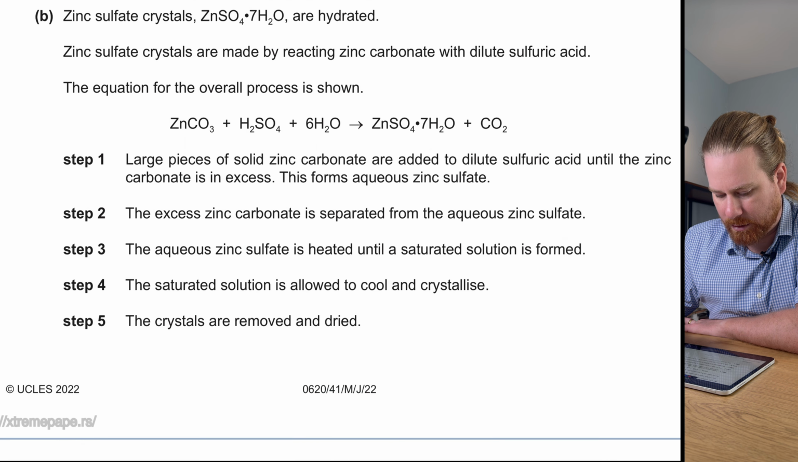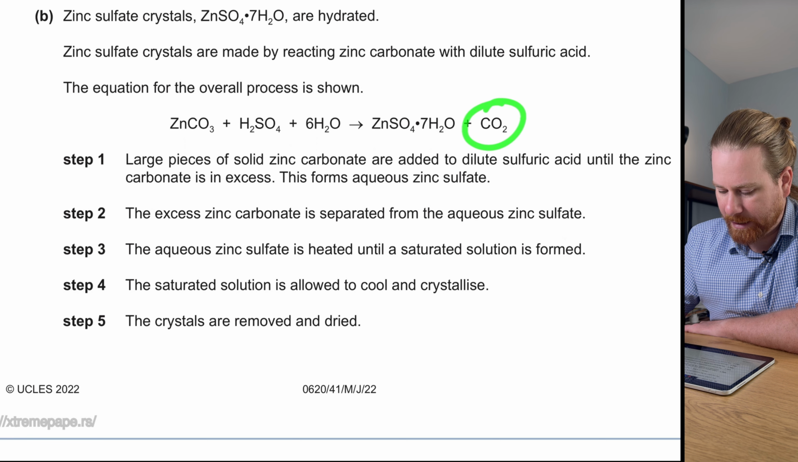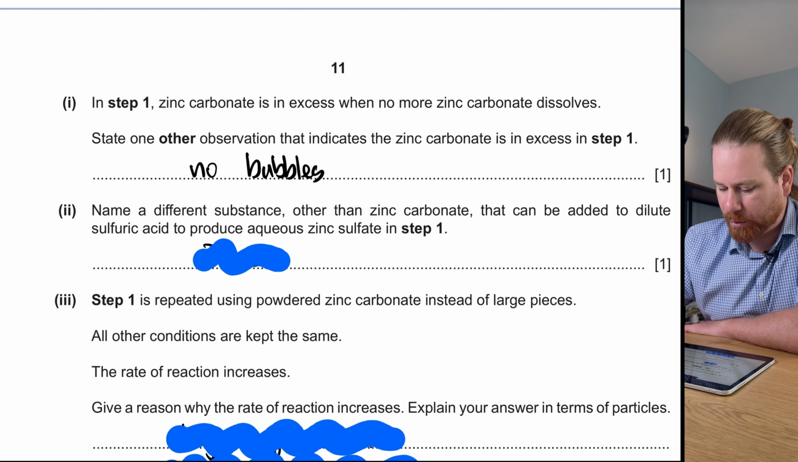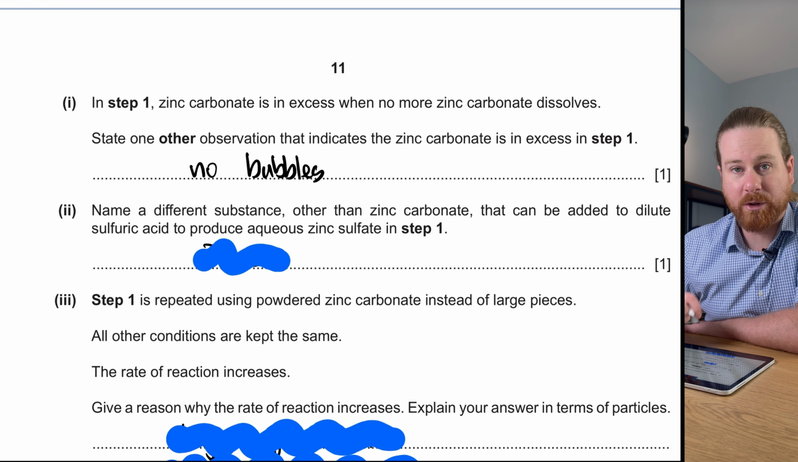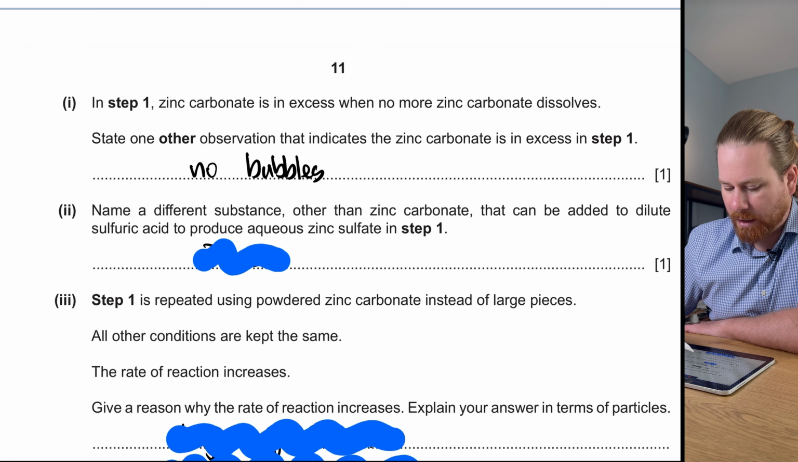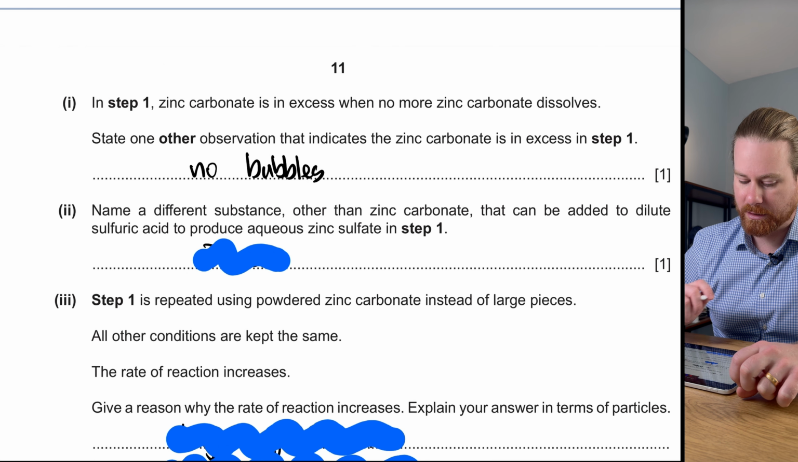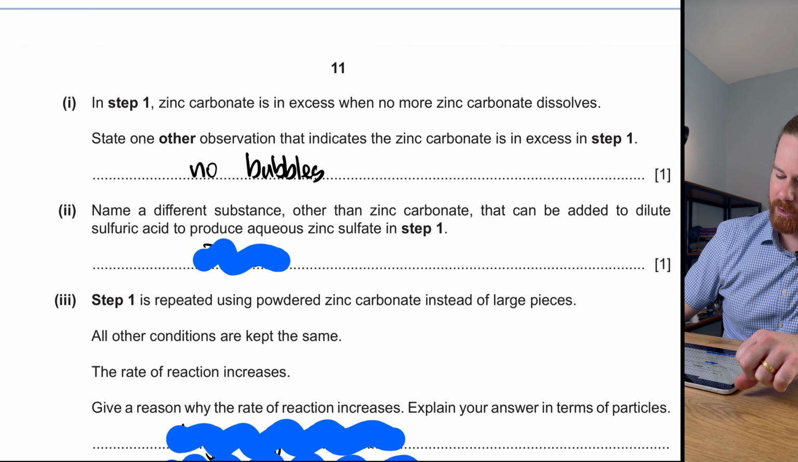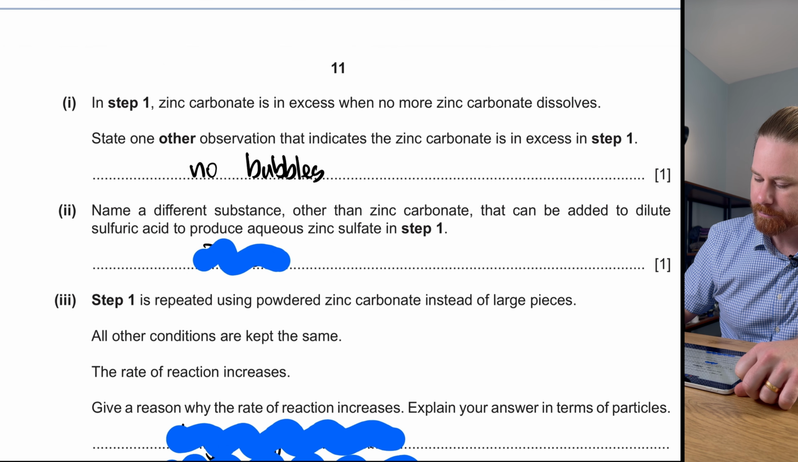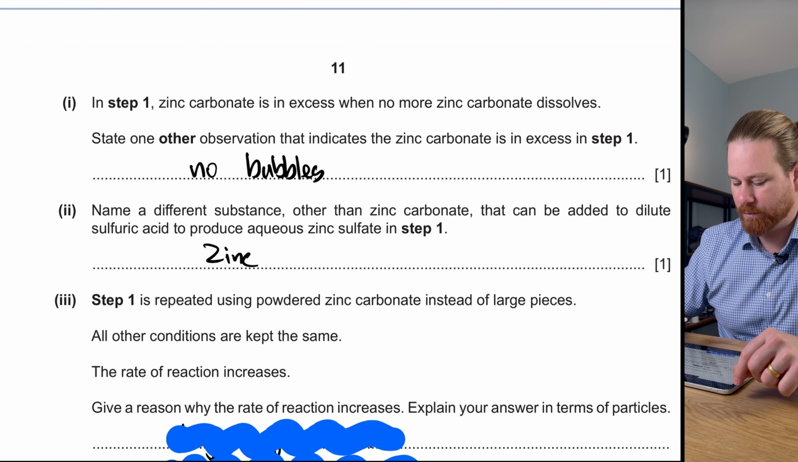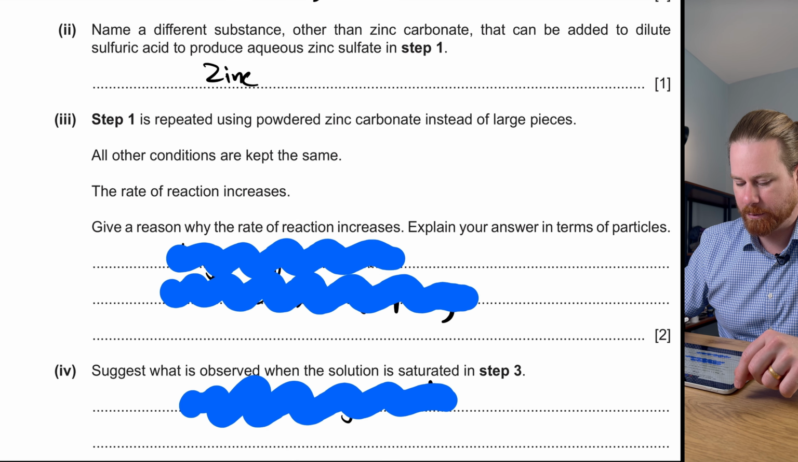So let's have a look at our equation. We're getting a gas formed, so we're going to see some bubbles, but once the reaction has come to an end, the bubbles are going to stop being produced, so no more bubbles. Okay, name a different substance other than zinc carbonate that can be added to dilute sulfuric acid to produce zinc sulfate. So zinc will react with the acid directly to give you some zinc sulfate.